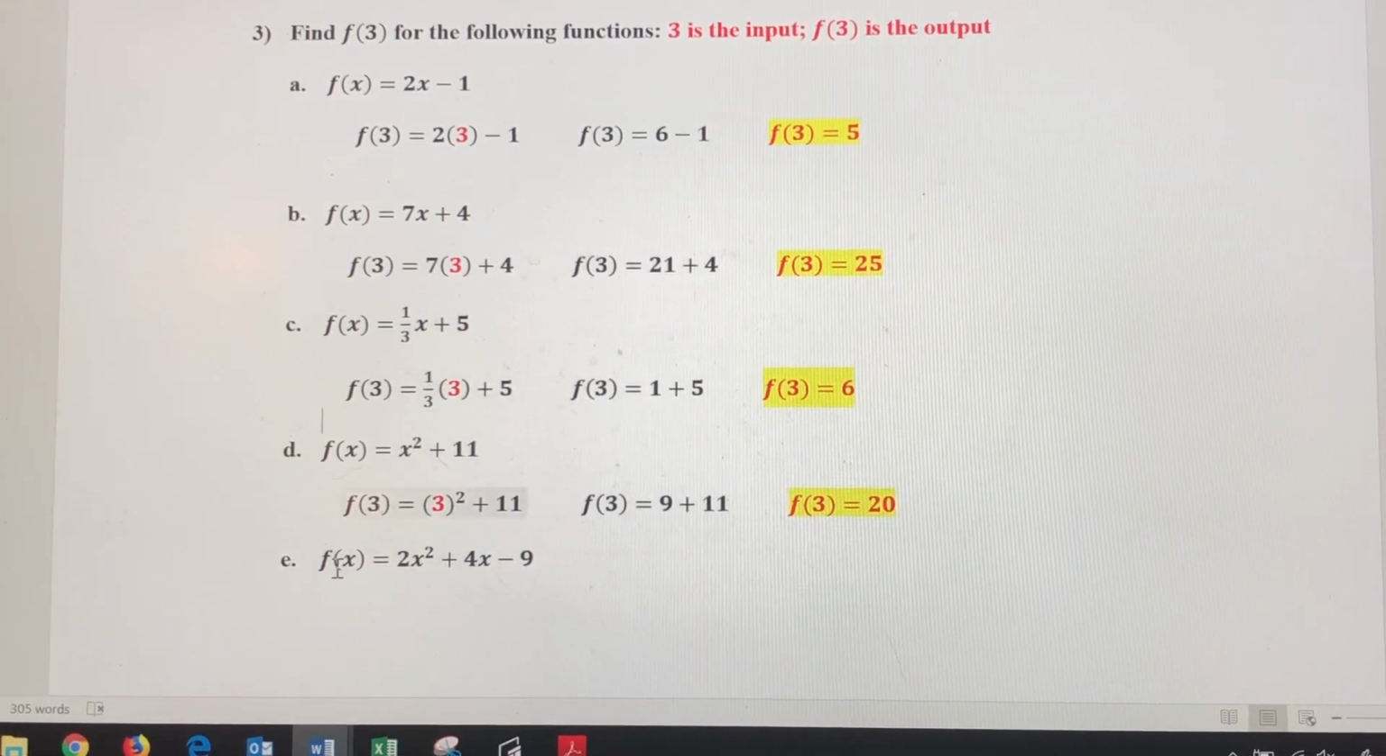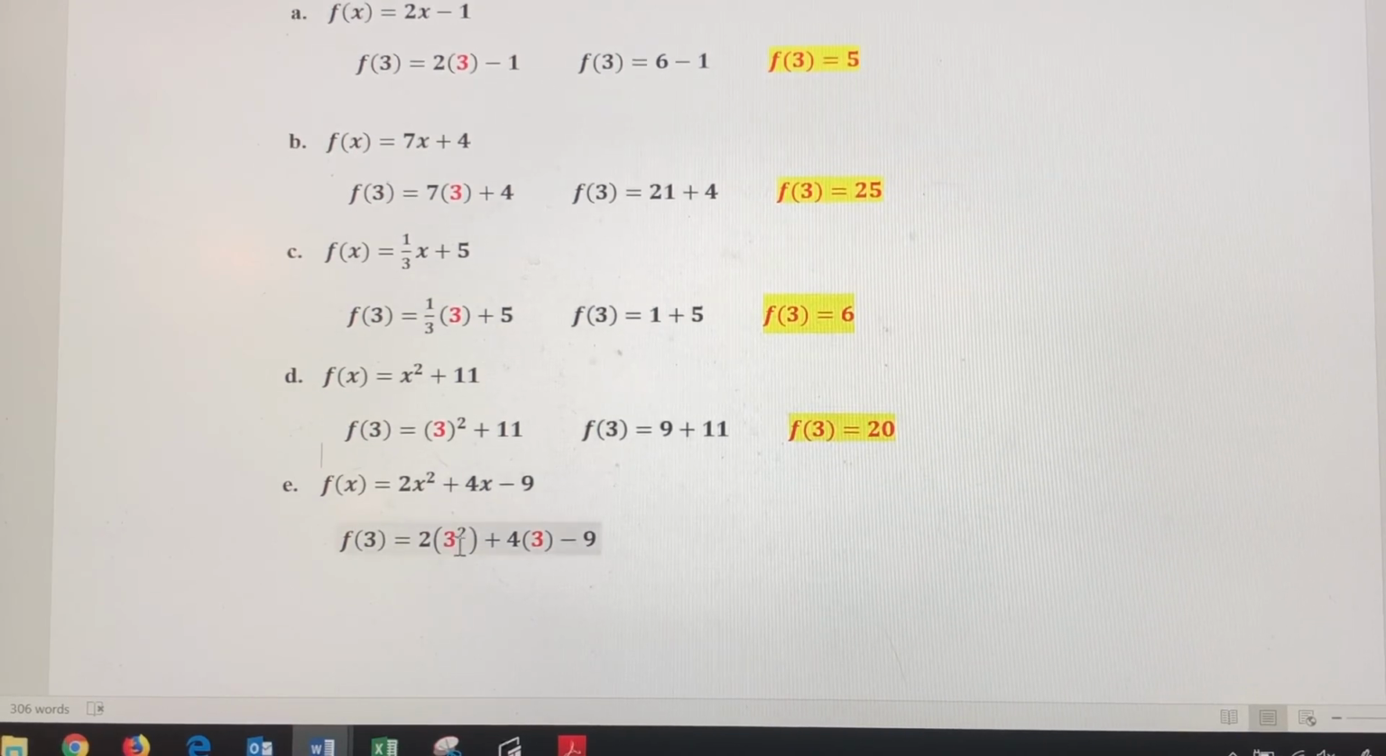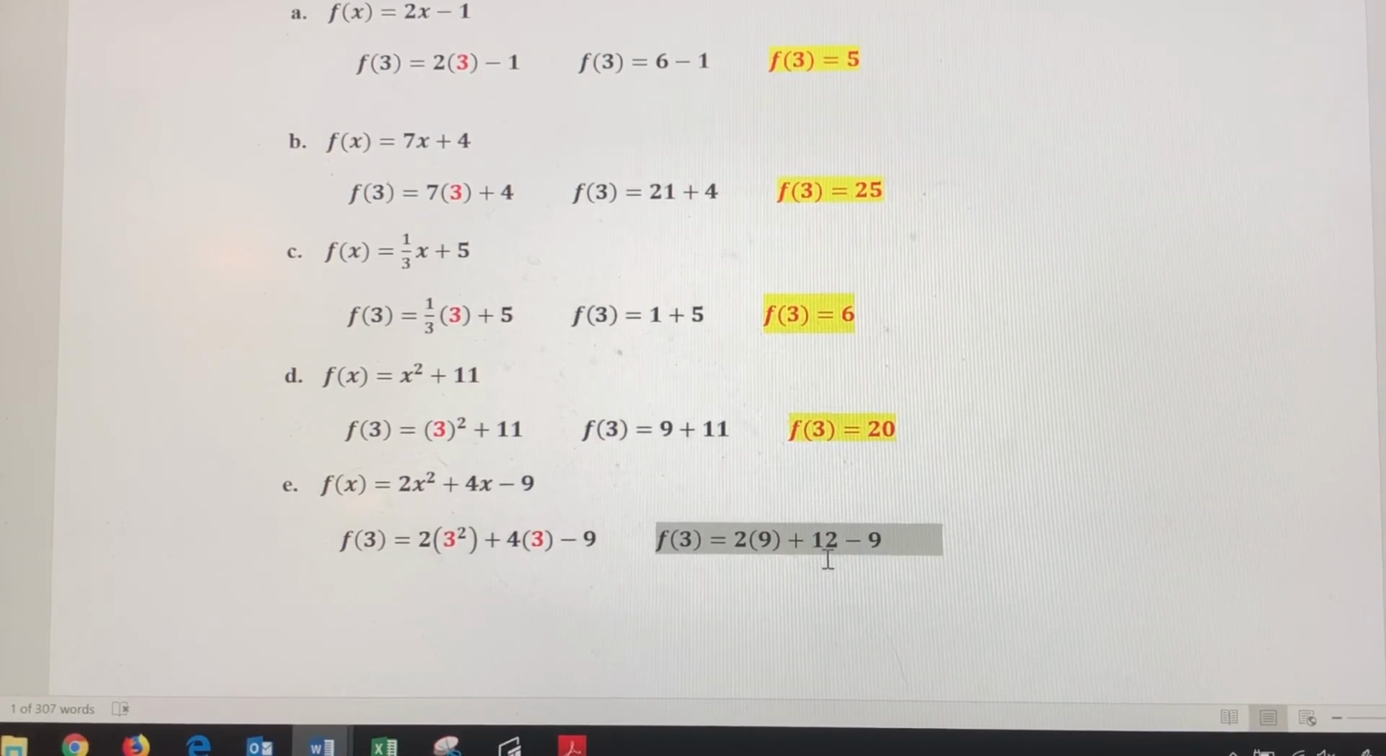Okay. And finally, evaluating this quadratic function for 3, we've got 2 different x's here. So we're going to have to plug in 3 for both of those spots. Okay? So I've got 2 times 3 squared plus 4 times 3 minus 9. All right, so order of operations, I have to square this 3 here first. So that's going to be 2 times 9. 4 times 3, I multiply and get 12. And then I've got my minus 9 here.